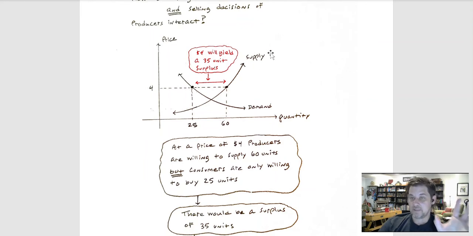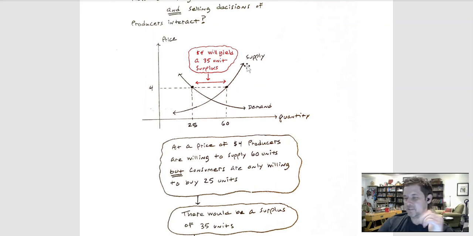So look, they're right here. Supply curve here, going, as we said, up and to the right. Demand curve here, going, as we said, down and to the right. Now, let's say that the price happens to be $4, okay? Then what I'm seeing here is that at $4, consumers are willing to buy 25 units, okay? But producers are willing to provide 60 units. So why is that bigger?